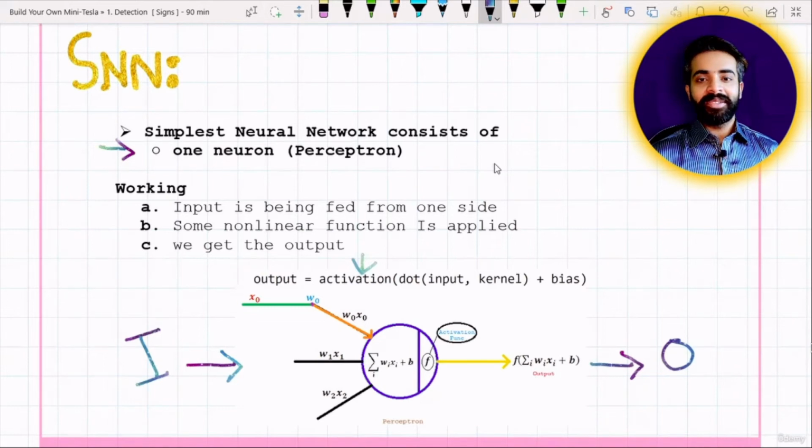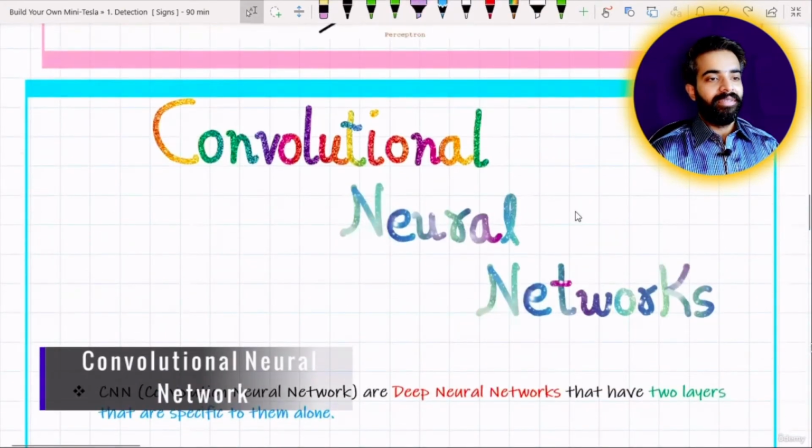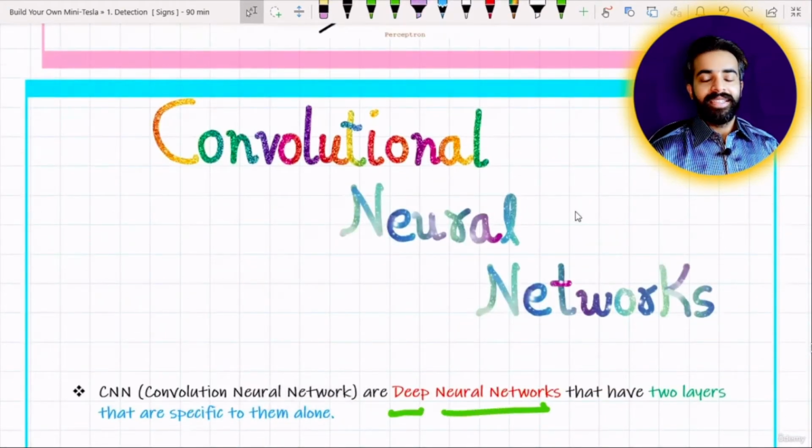So this was the forward pass of a single neural network. Now let's move to the convolutional neural network. So CNNs, or convolutional neural networks, are deep neural networks that have two layers that are specific to them alone. So what is a deep neural network?